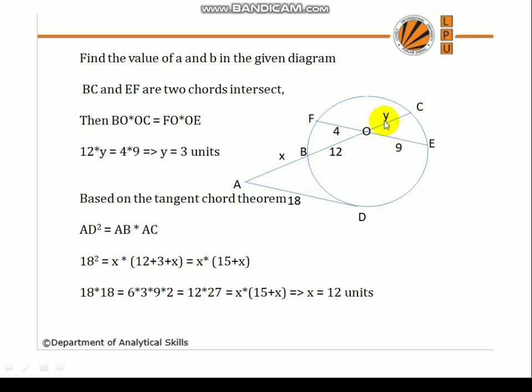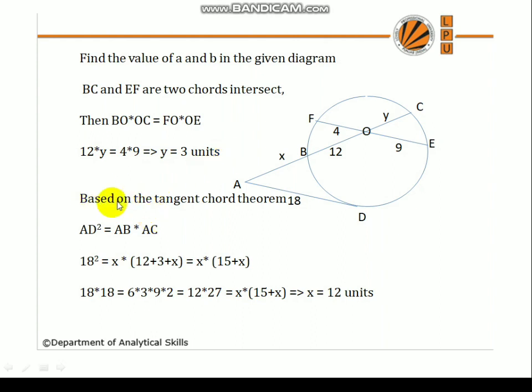But before that we can find y by the intersecting chords property. When two chords intersect at a point O, then we have the property BO into OC equal to FO into OE. BO is 12 and OC is not given, we have to find y. FO is 4 and OE is 9. So 12 into y is equal to 4 into 9. 4 nines are 36. So 12 into y is 36. Therefore, we get y is equal to 3 units.